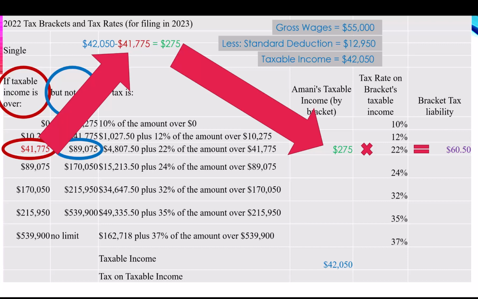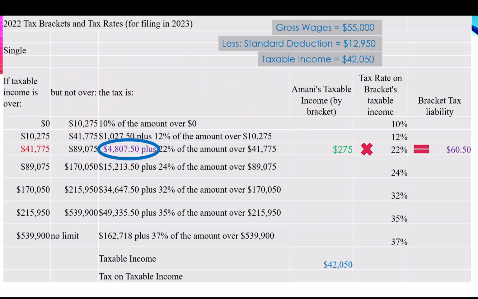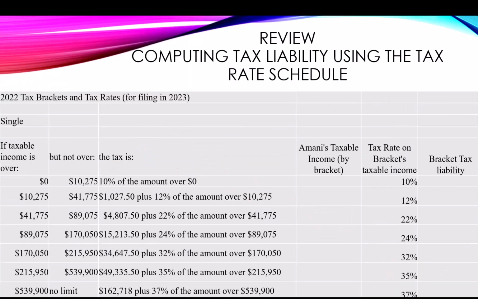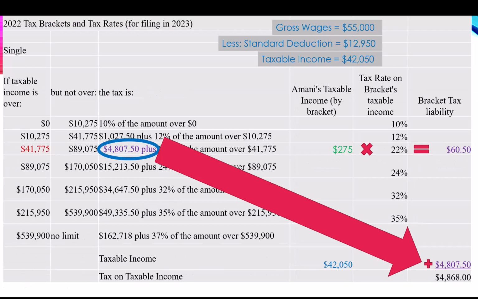We need to account for the tax that would be applied to the income that was taxed at the 10 and 12% tax rates. Your rate schedule has the cumulative tax that would be paid up to this particular row. We take that cumulative tax and we add it to the $60.50 to arrive again at the $4,868. Now that we've reviewed how to compute tax liabilities manually, let's see how we programmed Excel to handle them.